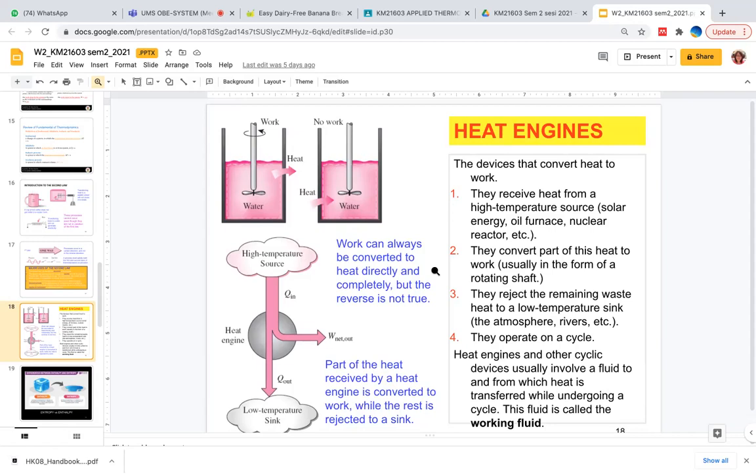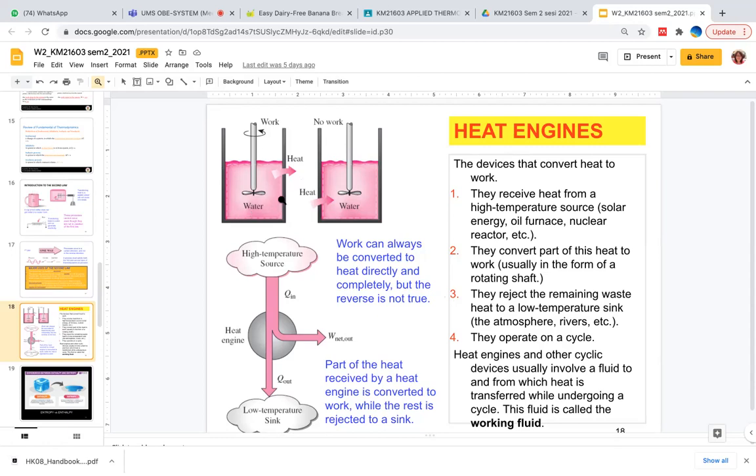Heat engines and other cyclic devices usually involve a fluid to and from which heat is transferred while undergoing a cycle. This fluid is called the working fluid. For example, a refrigeration system is a reverse heat engine. We use the refrigerant to transfer the heat, and again, that is the reverse of the heat engine.